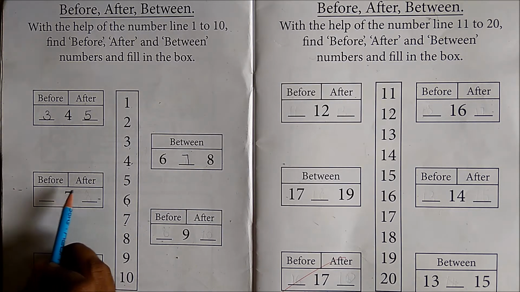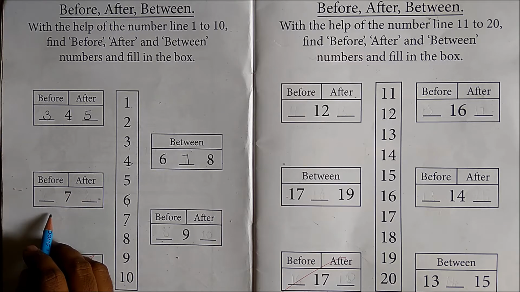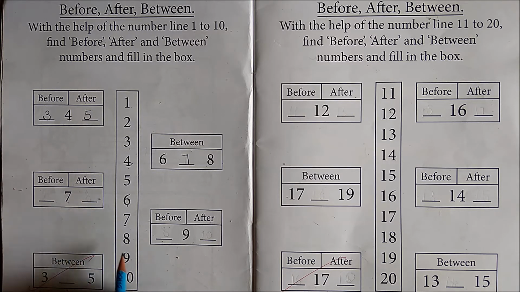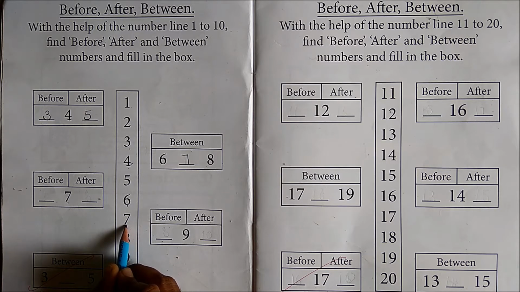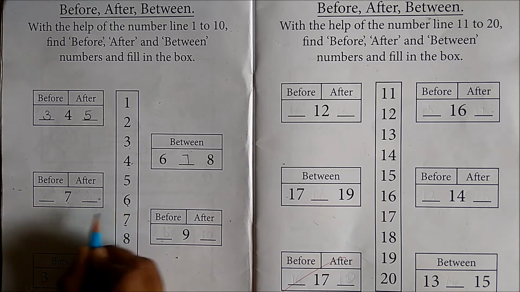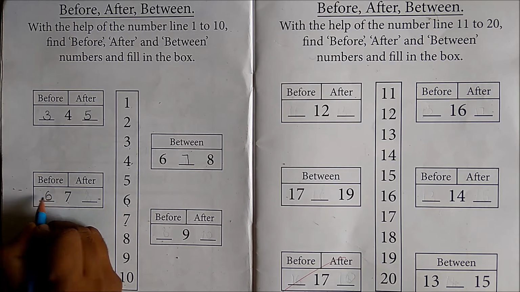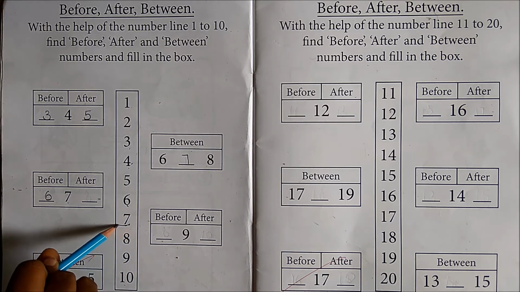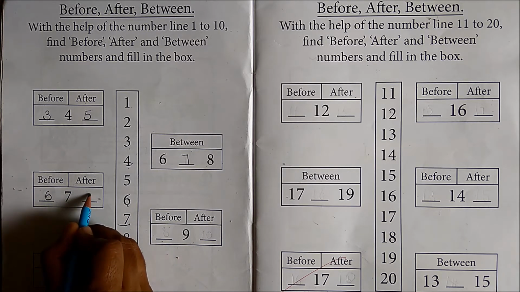Again, there is a before and after sum. So the number which is given here is 7. So keep your pencil on number 7. So what is the number which is before 7? 6. So let's write 6. And which is the number which is after 7? 8. So let's write 8.